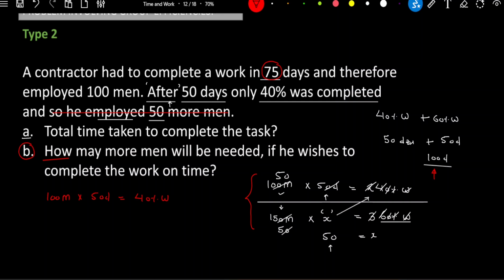The future is in our hands. In the future, how much work is left? 60% work is left. Now guys, if he wishes to complete the work on time, the timeline he had set was 75 days, out of which 50 days have passed. So he should complete this 60% of work in the remaining 25 days.